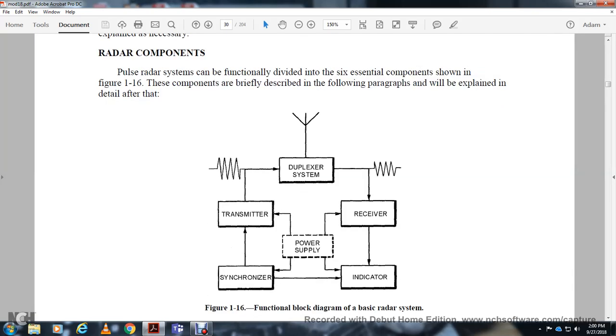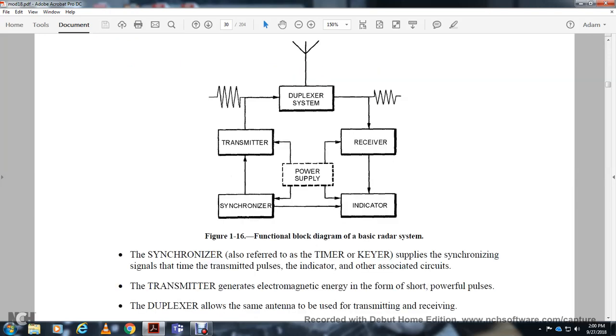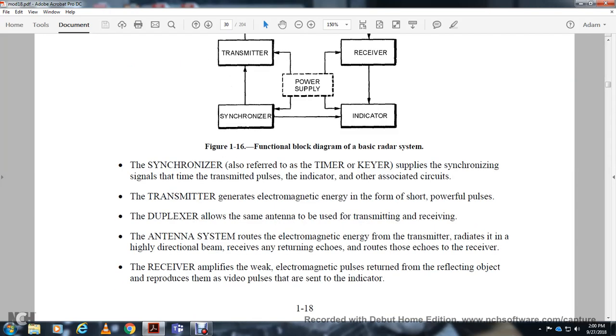Alright, in this diagram, the power supply goes to the transmitter, synchronizer, receiver, and indicator. The synchronizer and transmitter go to the duplexer, and then the duplexer goes to the receiver, and the receiver goes to the indicator. The synchronizer supplies the timing signal to trigger the transmitter pulse and the indicator and other associated circuits. The transmitter generates the electromagnetic energy in the form of a short, powerful pulse. The duplexer allows the same antenna to be used for both transmitting and receiving.